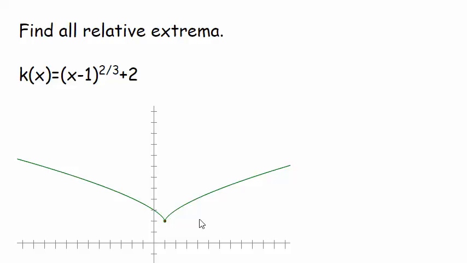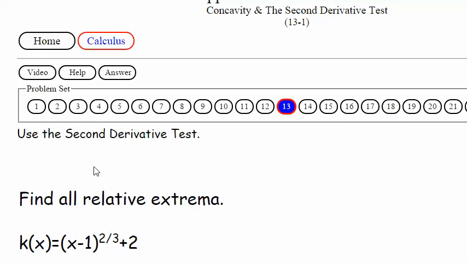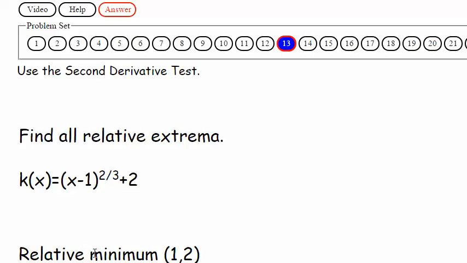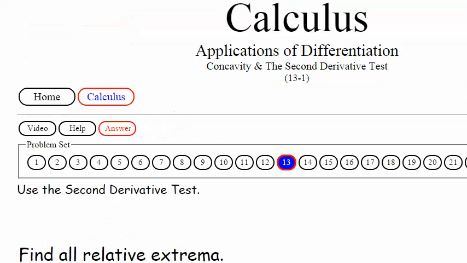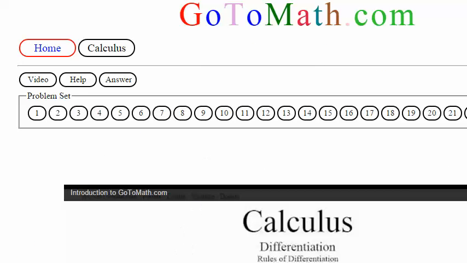It's not working out there when you use the second derivative. Let's hit the answer here. And we got a relative minimum at 1, 2. All right. So there it is. And be careful, we're tricky here at GoToMath.com, and I'll see you later.